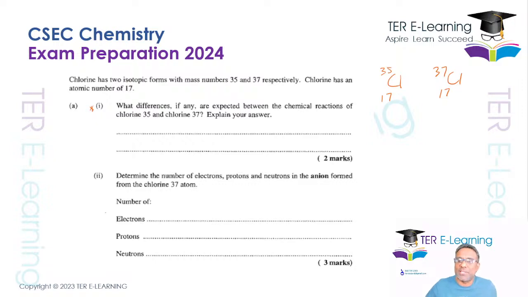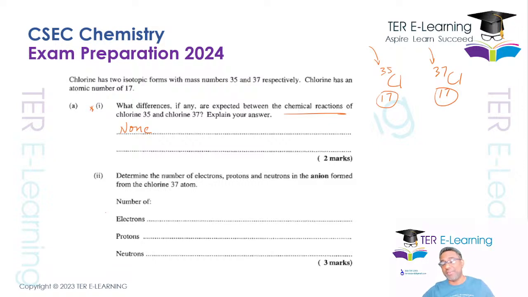All right, let me answer this question for you. The answer is none, no difference. Let me tell you something: chemical reactions are determined by your atomic number. Chlorine 35 and chlorine 37 have the same atomic number. They are the same element. So therefore, the chemical reactions will be exactly the same. What is different though is their mass numbers. Mass number affects your physical properties.